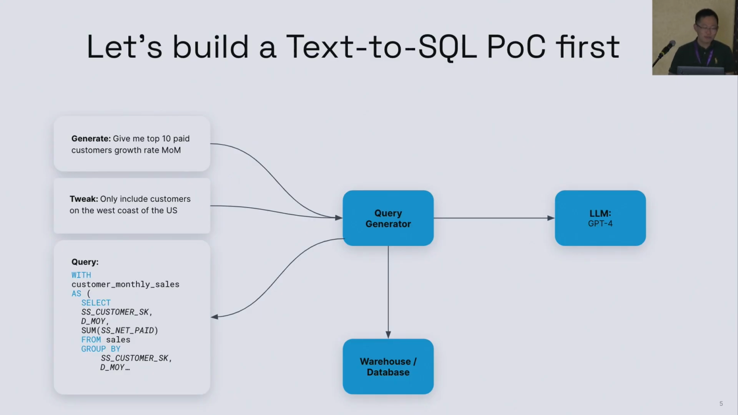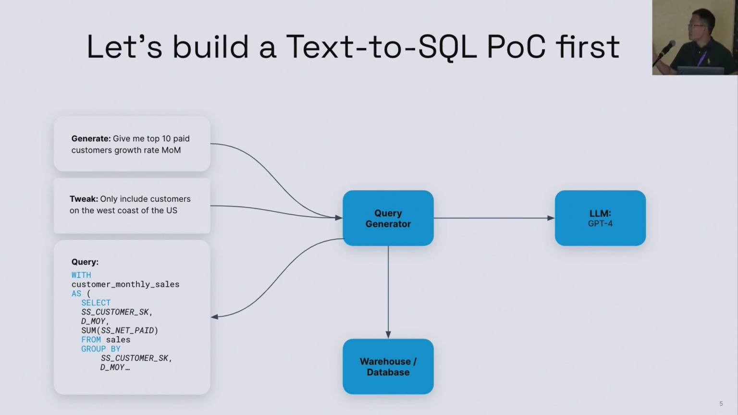Let's try to build a text-to-SQL POC first. The requirement is that the user wants to ask a question like, give me the top 10 paid customer growth rate month over month. You also want the system to take updates, so you can tweak the query once it's generated. As a result, you get a query that you can run on your database system.